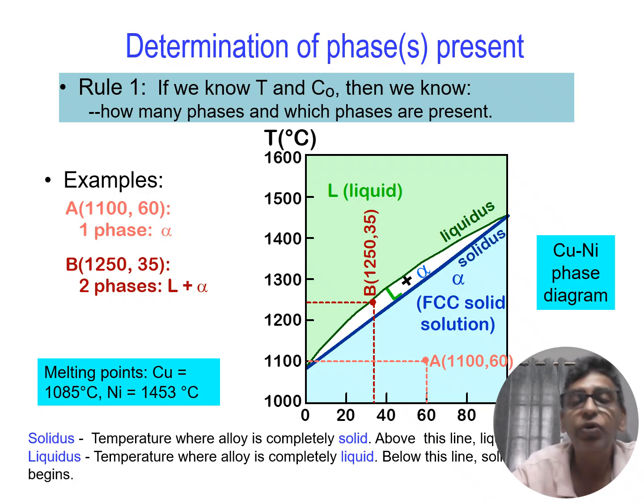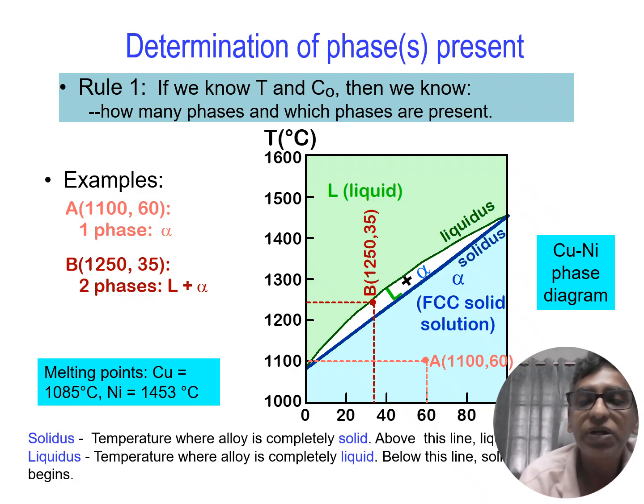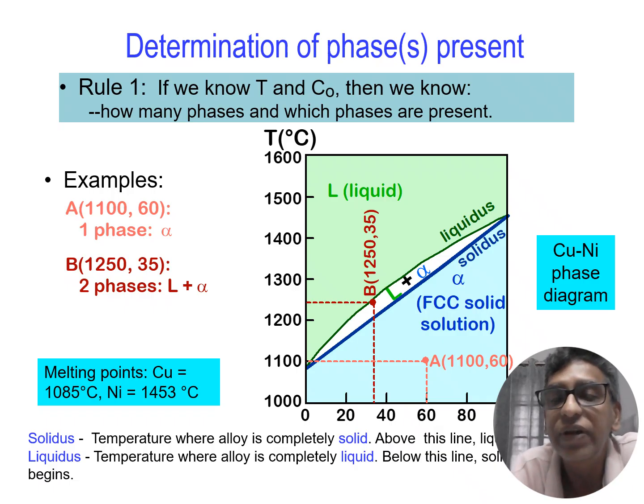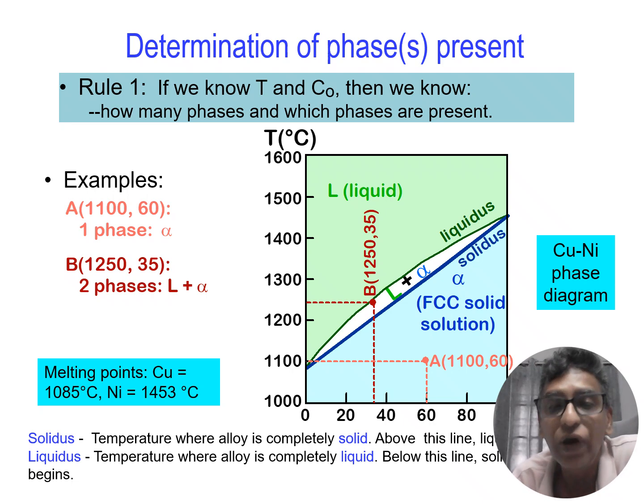For example, you take this particular case: in the y-axis we have temperature in degrees centigrade, and in the x-axis we have composition. So the melting point of copper is 1085 degrees centigrade, whereas nickel is 1453 degrees centigrade. This is the copper nickel phase diagram. So for example, if you take a temperature of 1100 degrees centigrade at composition 60 percentage, we have a single phase, that is alpha.